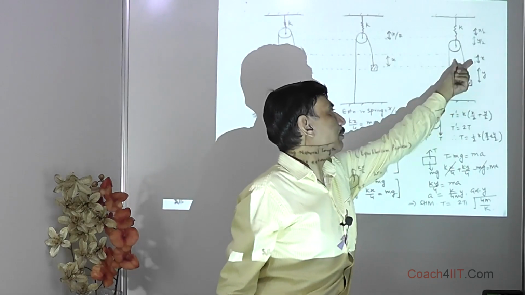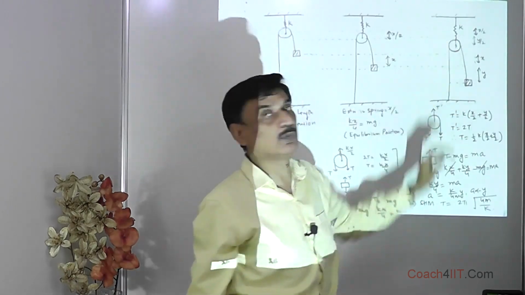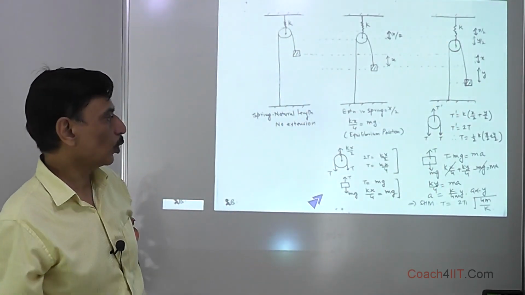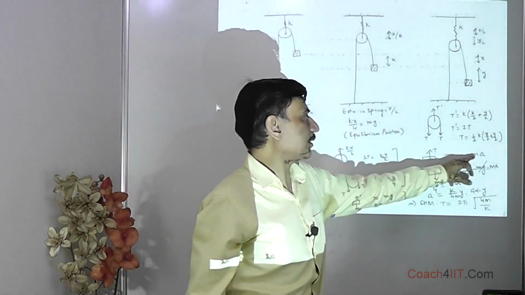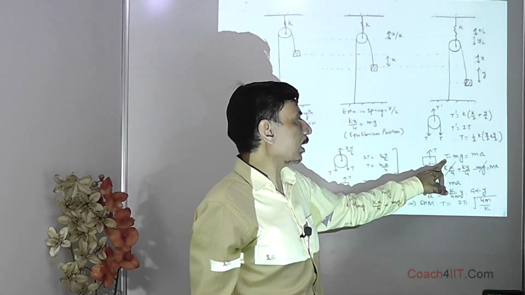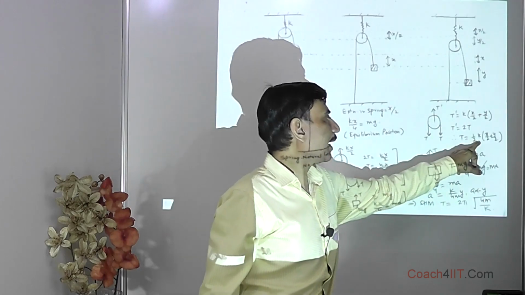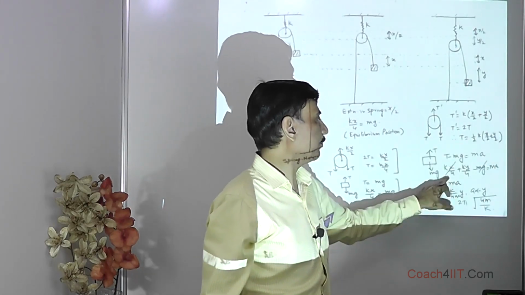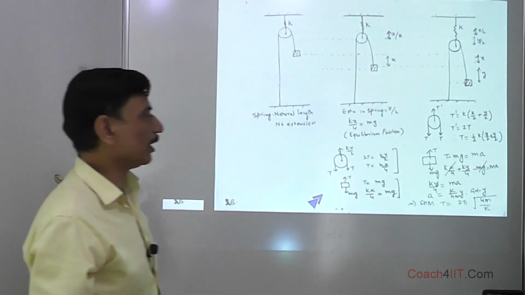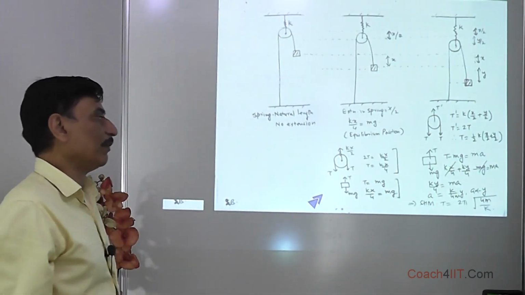When we release it, when we pull it here and release it, then certainly this will move up towards its mean position. So it means that T dash minus mg is equal to ma. This T is what? This T is kx by 4 plus ky by 4 minus mg is equal to ma. So from here we get ky by 4 is equal to ma.